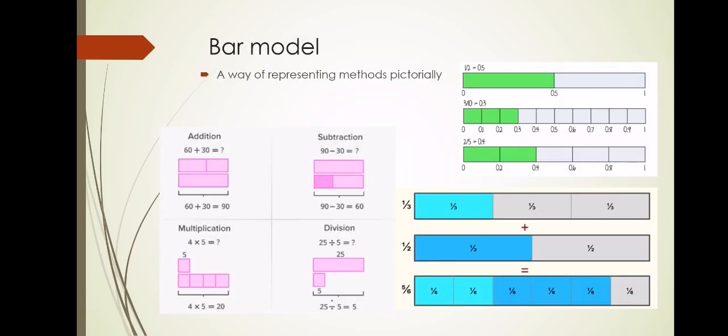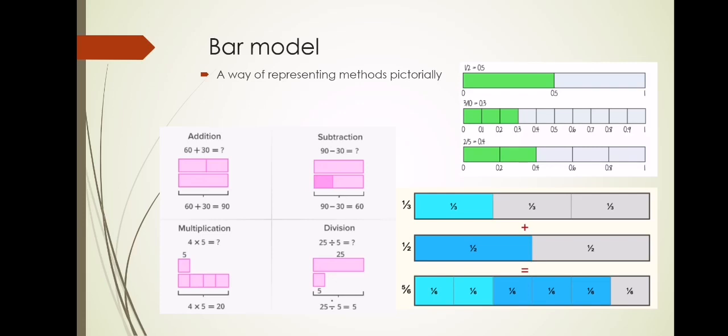Now, a step on from this is the bar model. Bar models and part-whole models are very similar. The only difference is that the bar model allows you to represent the value of the digit. So, for example, 30 is a much smaller value than 60. So in the bar model, you can see that the 30 is a smaller block than the 60. Bar models can be used to represent addition, subtraction, multiplication and division really well.